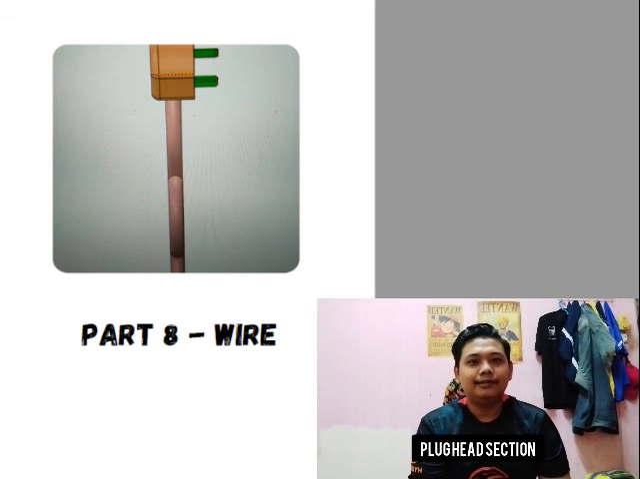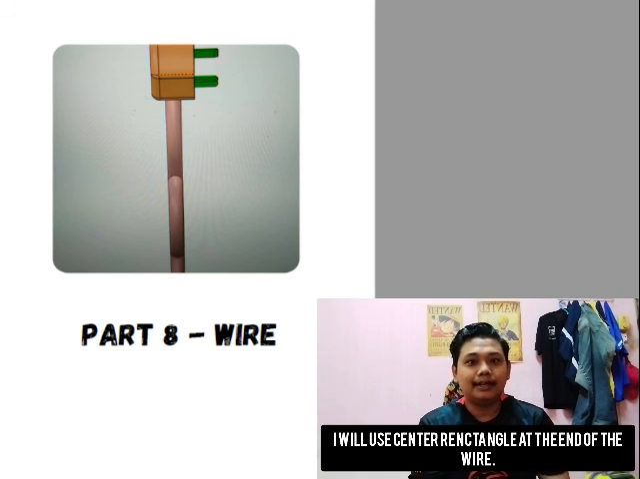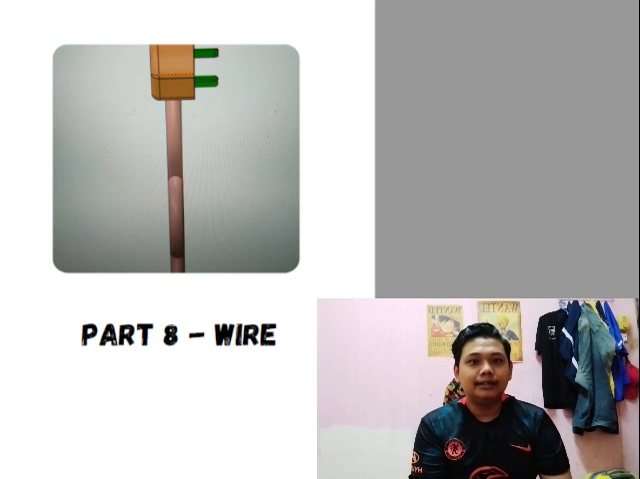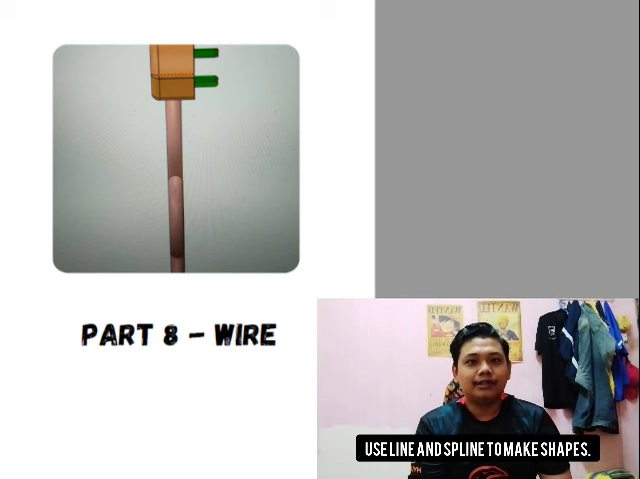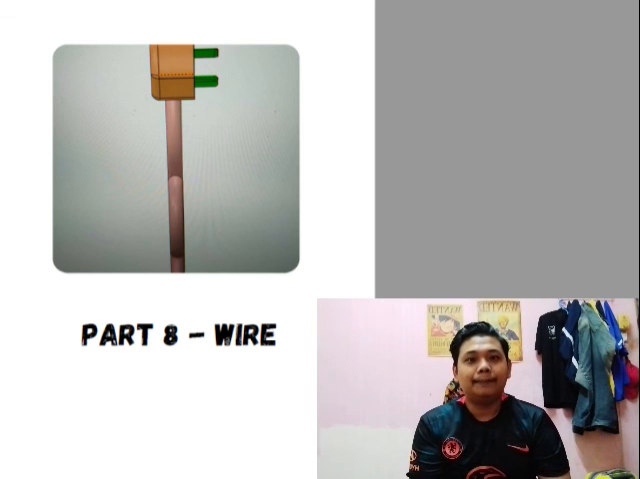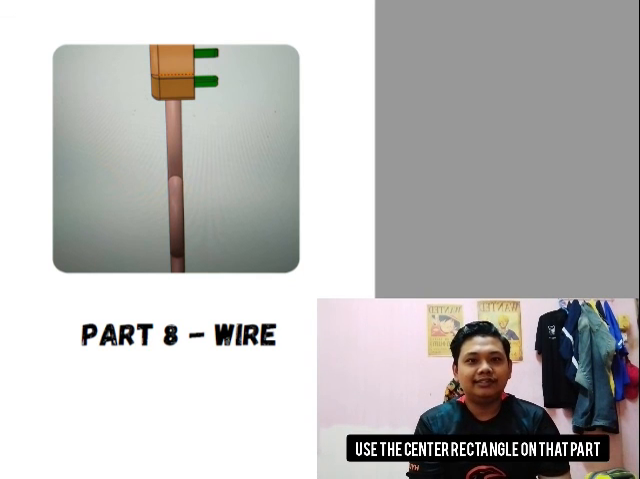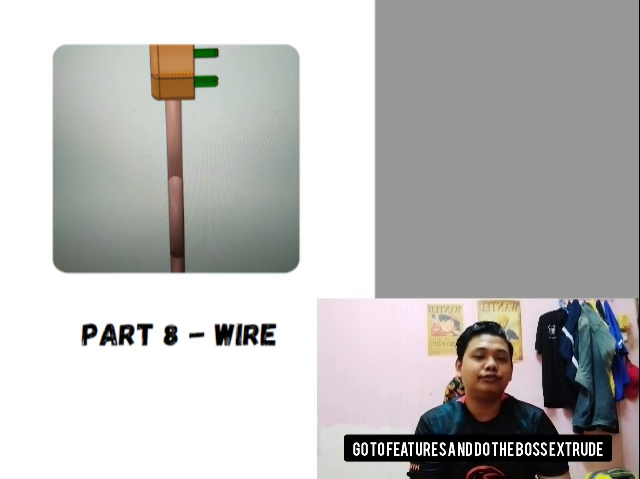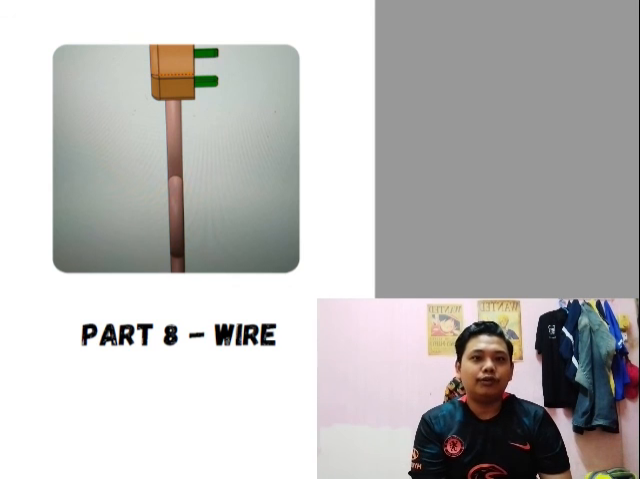For the plug head, first I will use center rectangle at the end of the wire. After that, I use line and spline to make the shape. Then go to the surface part to make the head foot of the plug. After that, use the center rectangle on the part, go to the features and do the boss extrude. And already done for the wires.